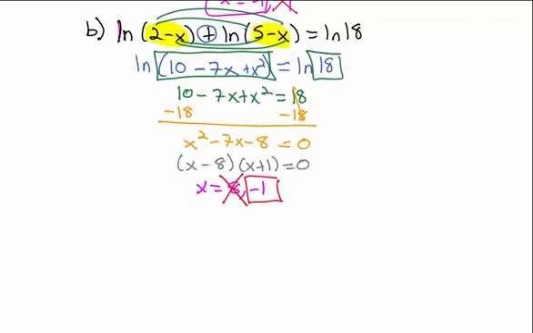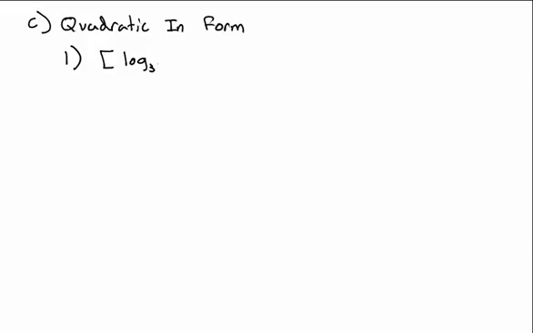From there we can only really do variations on a theme, and one such variation would be if the problem was quadratic in form. For example, if we've got log base 3 of x, and that is squared, minus 5 log base 3 of x plus 6 equals 0.